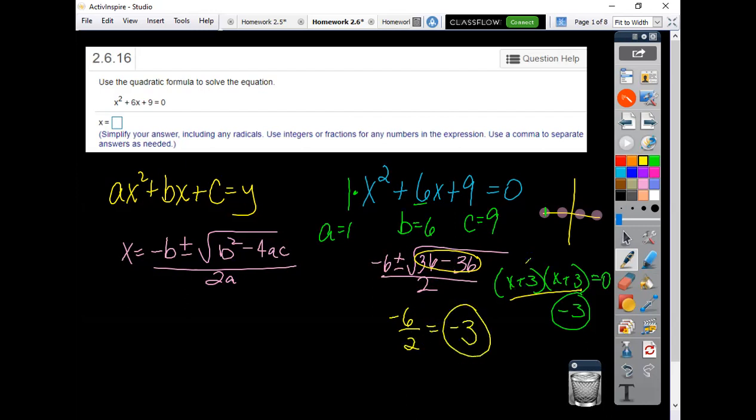That's what we got when we were looking over here at factoring. That's what we wrote up here for my x-intercept. That's what we said we would sketch on a graph right over there. So problem 2.6.16, using the quadratic formula to solve the quadratics.